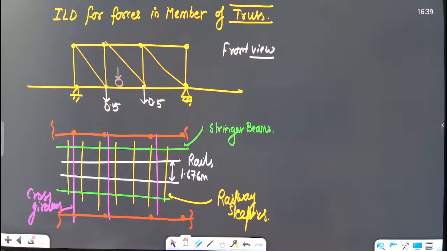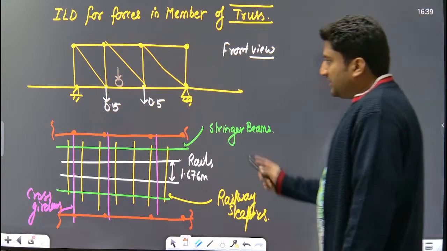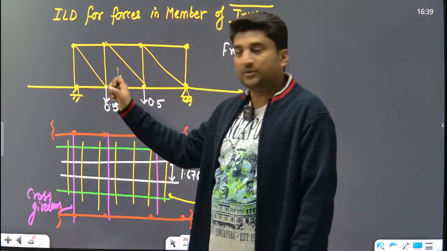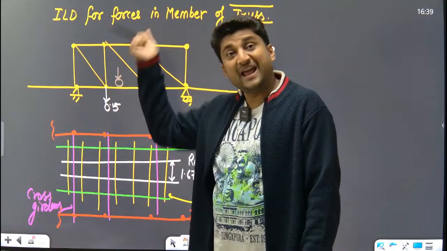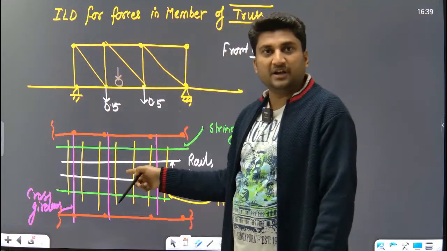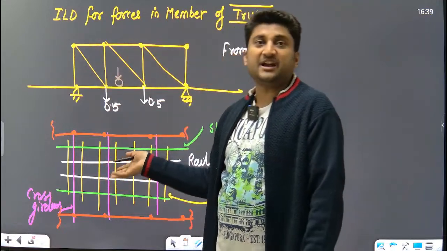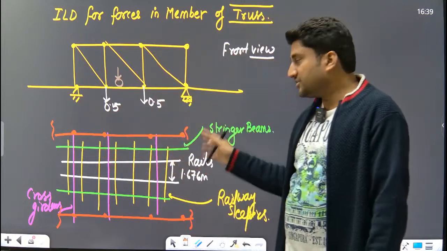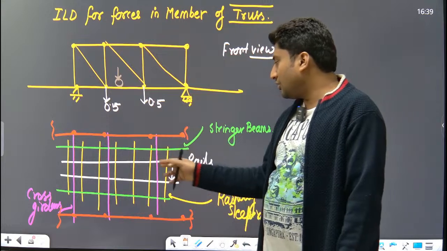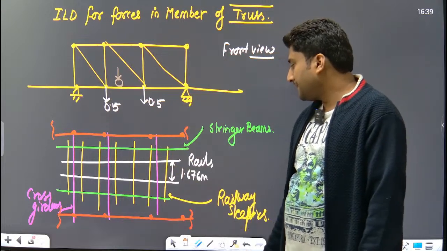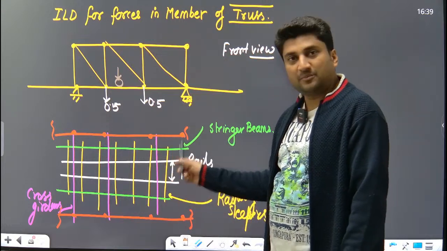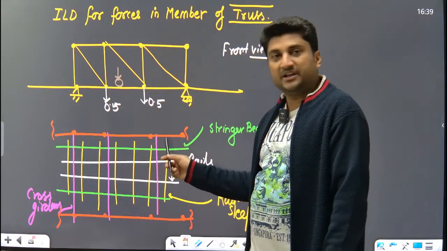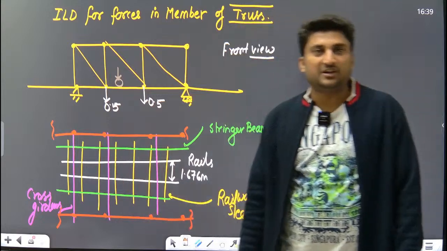Now we will see a Pratt truss when a unit load moves. So this is a front view. We will show the unit load here like this, but in actual this unit load is moving on the rail. The weight is transferred from rail to the sleeper, from sleeper to the stringer beam, from stringer beam to this cross girder, and from cross girder it will be transferred to the truss.